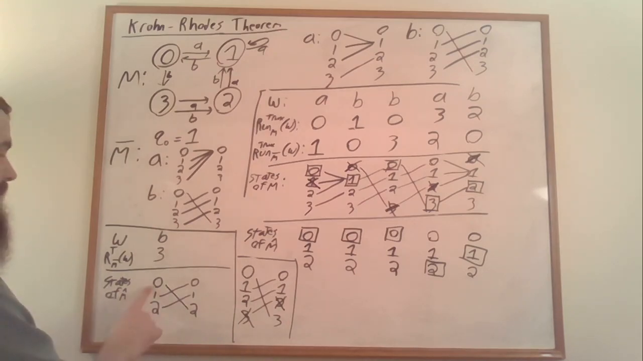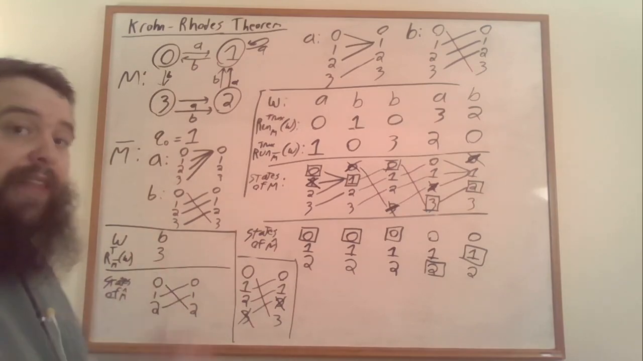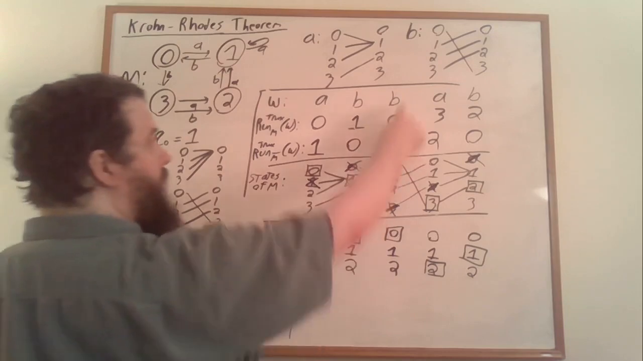If we started off in state 0 before we read this input, we'll wind up in state 2. If we started off in state 1 before reading this input, we'll wind up in state 0. And if we started off in state 2 before reading this input, we'll wind up in state 1. And that's exactly the transformation we saw here, right?